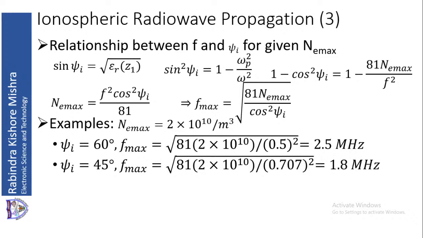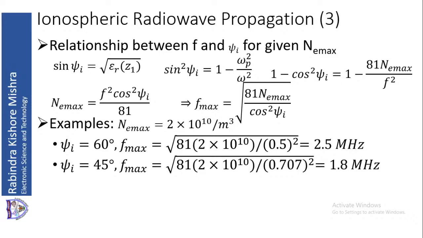You can see for different angles. We have taken 60 and 45. Take what will happen if I take 30 degrees, or if we take 75 degrees. Find out what the frequencies are, and from this you can clearly see that N_emax is fixed, the angle of incidence is decreasing, and the maximum frequency is decreasing. That you can easily see. At 60 it is 2.5 megahertz, at 45 it is 1.5 megahertz.